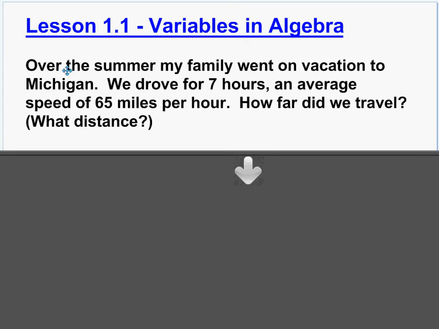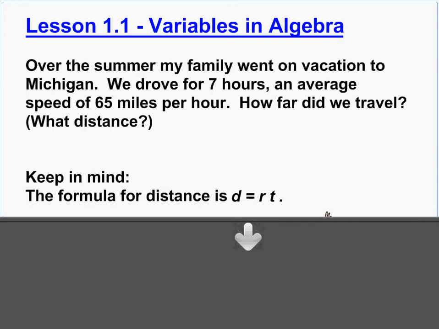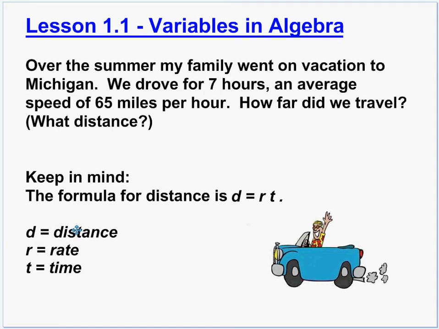Well, in order to solve this, you're going to need to know the formula for distance, which is D equals RT. And in case you don't know, D means distance, R means rate, and T means time. This is a formula I'm going to need you to know. So if you don't already have this memorized and locked away in your brain, put it in your notes and spend a little bit of time with it. So D equals RT, distance equals rate times time.